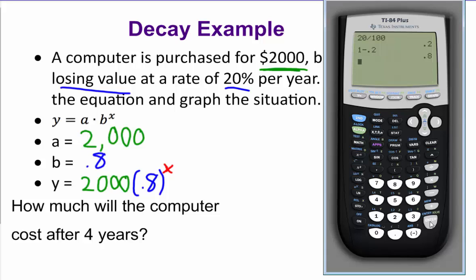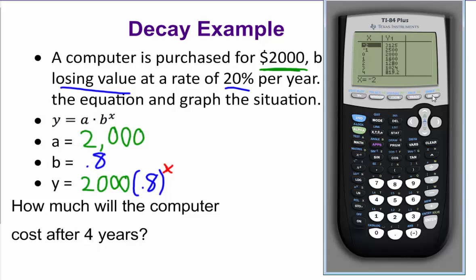Okay? And then we can answer the question, how much will the computer cost after 4 years, since we now have our equation that matches our story. So let's go to our table. Actually, let's go to our y equals and enter our new equation in here so that we can look at our table. So 2,000 times 0.8. And then you have to raise it to the x power. Don't forget that. Use your little caret key. And we want to look at the table.